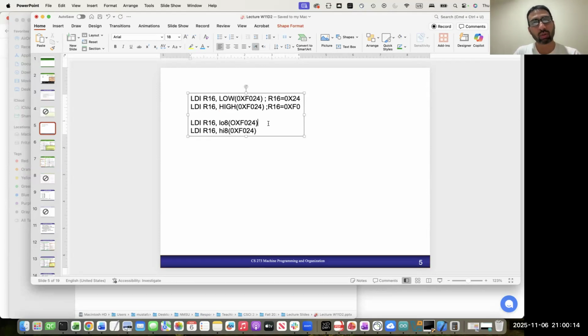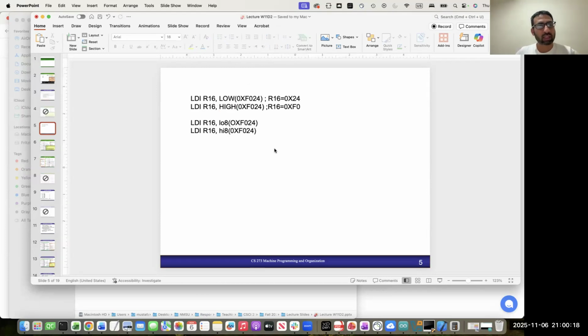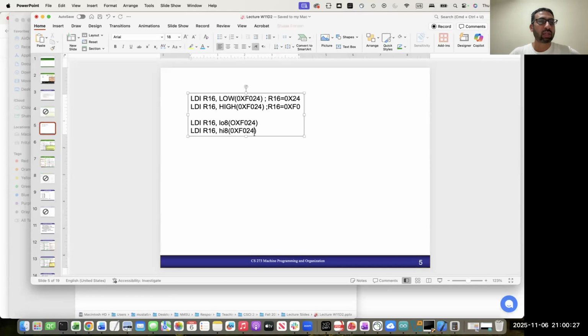I just wanted to clarify this because maybe in the next lab you will be using these low and high directives. And remember, in the previous lectures, I thought it was a mistake in the slides, but it was actually not a mistake. The slides are prepared focusing on the Arduino IDE, and in Arduino they use low 8 and high 8 instead of LOW and HIGH.